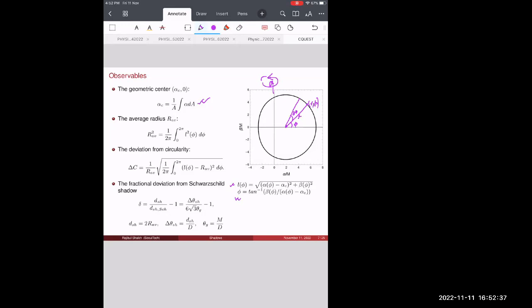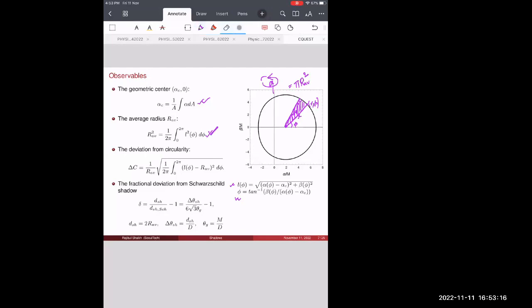So once we find the center, we draw two vectors L between phi and phi plus d phi, find this infinitesimal area, and integrate it to find the total area. And we equate this total area with a circle of average radius, pi r average squared. If we equate this area, then we get the average radius of the shadow, and this is given by this expression.